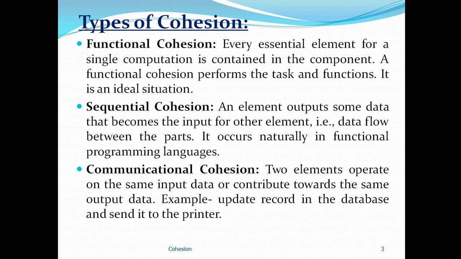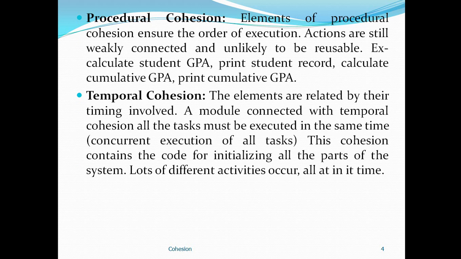Sequential cohesion performs sequential processes and a single output. Communicational cohesion: 2 elements operate on, or share, the same data. For example, updating a record and taking a print; these 2 processes share the same data. And procedural cohesion accepts a linear order of execution. It does not permit a non-linear order of execution.